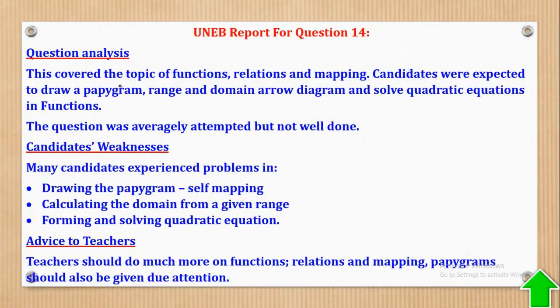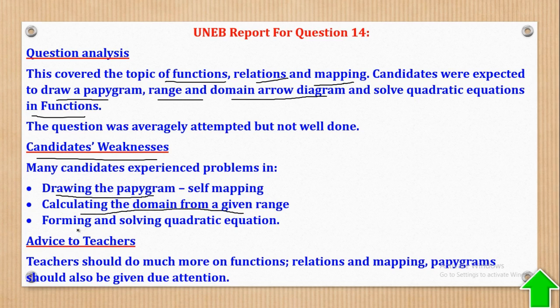So this covered the topic of functions, relations, and mapping. Candidates were expected to draw a parallelogram, range and domain arrow diagram, and solve the quadratic equations in functions. The question was averagely attempted but not well done. So the weakness of candidates is that many candidates experience problems in drawing parallelogram or self-mapping, and also calculating the domain from a given range, and also forming and solving quadratic equation.